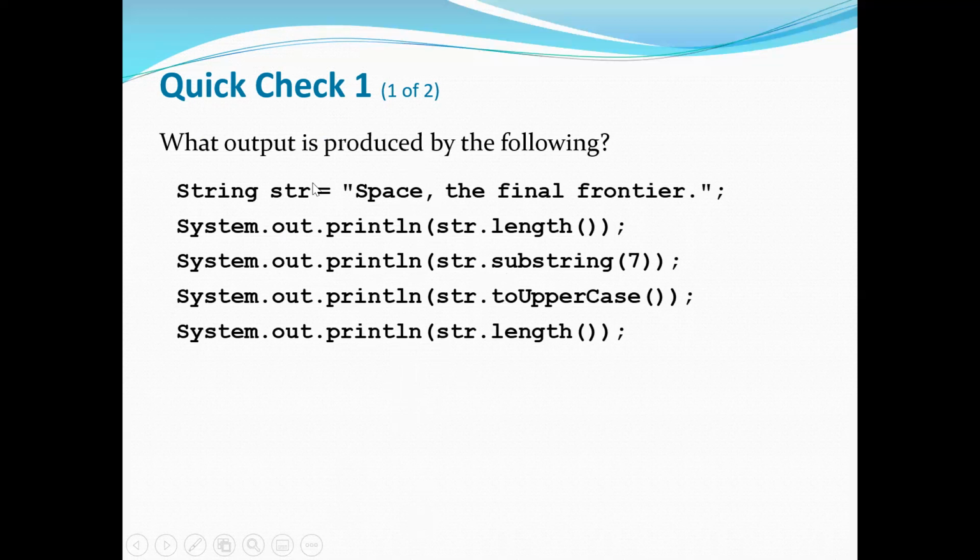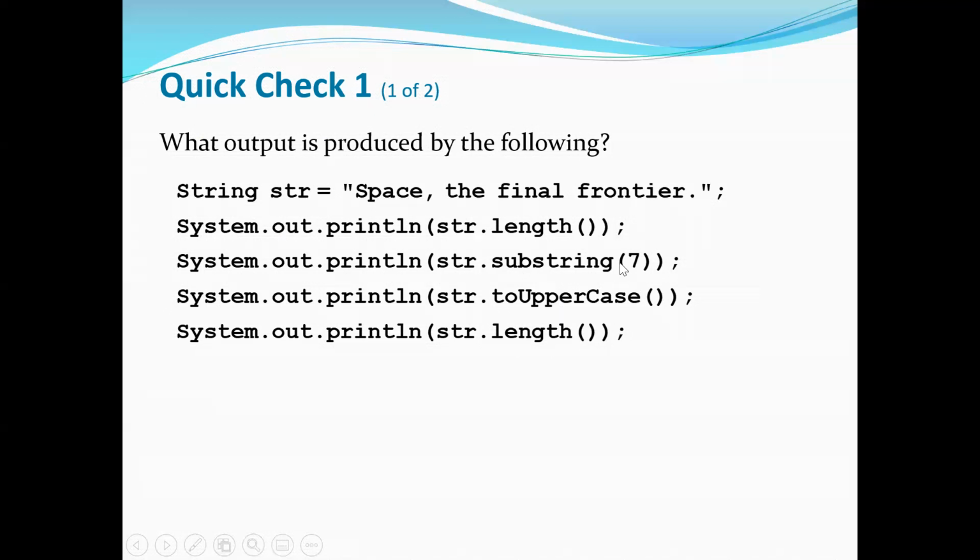Now, there's a question here. They say, what output is produced by the following? So we have a string named str. We assign this string to it. So .length will give us the length of this string. .substring(7) will give us the first 7 characters: space, 1, 2, 3, 4, 5, comma, 6, and another space. toUpperCase, we are going to change all the string to uppercase. And the length will give us the whole length.